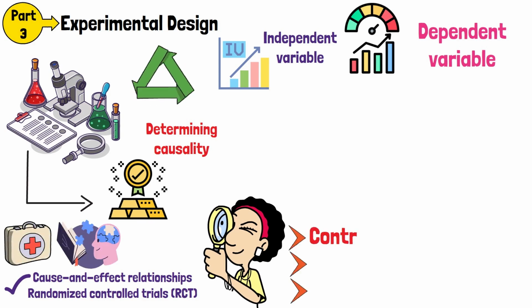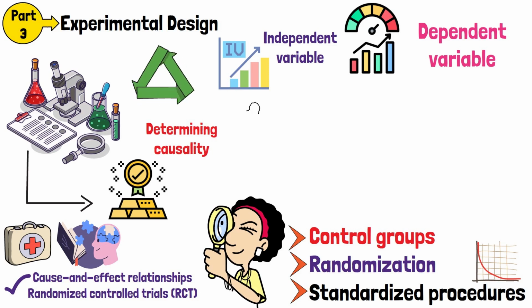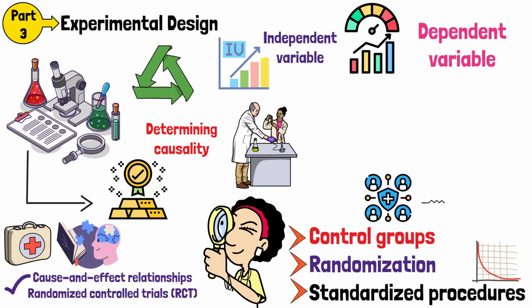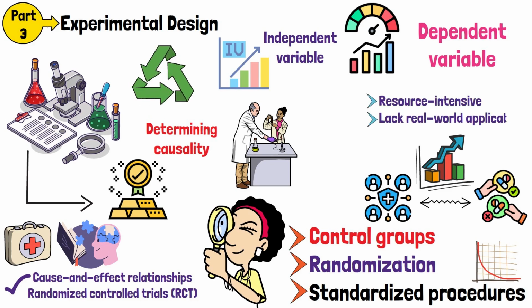Experiments feature control groups, randomization, and standardized procedures to minimize bias. For example, an RCT might test the efficacy of a new drug by comparing outcomes between a treatment group and a placebo group. While highly rigorous, experimental designs can be resource-intensive and sometimes lack real-world applicability due to controlled conditions.